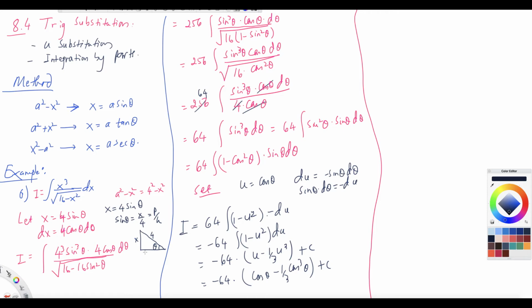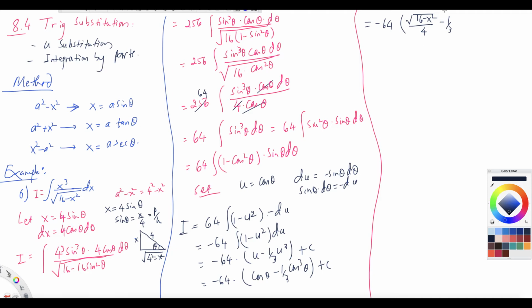What should the base be then? Base would be the square root of h squared minus x squared, right? So 4 squared minus x squared, under the root, is the base. You see that sine is perpendicular over the hypotenuse, so the cosine should be the base over the hypotenuse. The ratio of the base and hypotenuse will be the cosine. So what you can write is negative 64 times cosine, which is the root of 16 minus x squared over 4, minus 1/3. So cosine cubed is the cube of the root over the cube of 4.